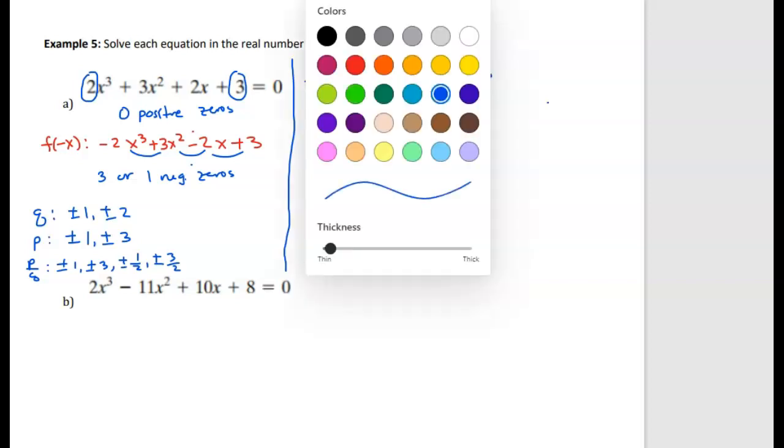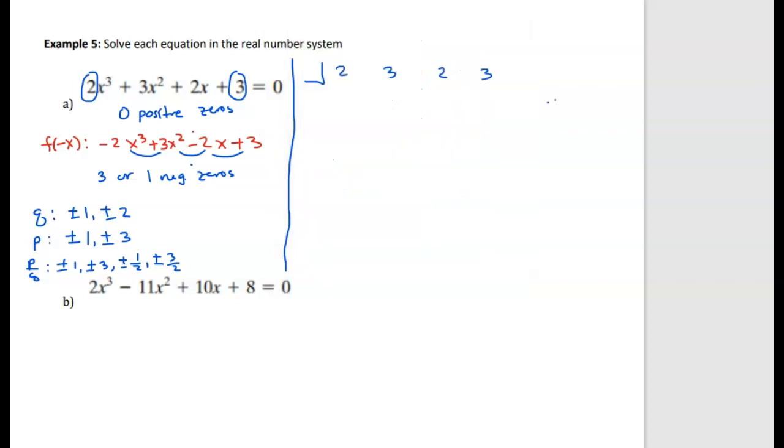Alright, let's see. We should try -1/2. Alright, so 2 times -1/2 is -1. 1 times -1/2. That doesn't work. Alright, let's try -1/3.